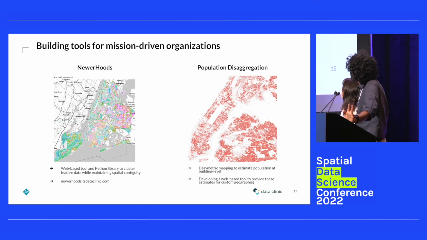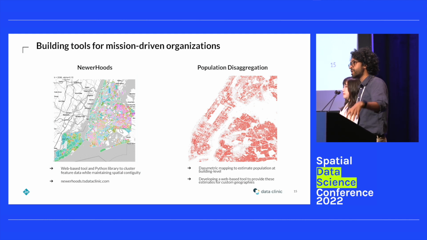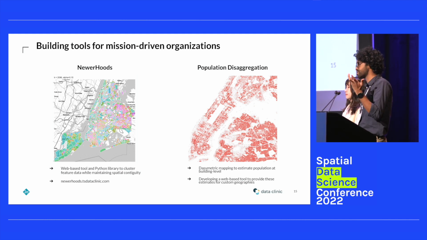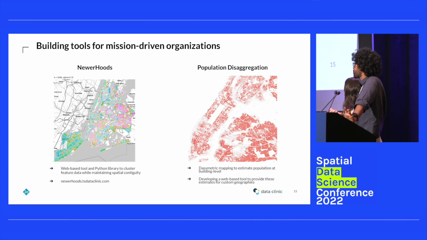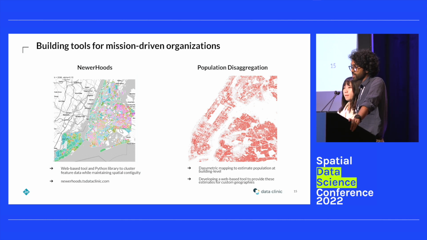There are a couple of other tools that are in early development from us at Data Clinic. One is NeoHoods, which we briefly spoke about at the last Spatial Data Science Conference, like 3 years ago, which is a web-based tool and Python library to cluster feature data while maintaining spatial contiguity. And then we're also now working on disaggregated population estimates, where based on building footprint data and population counts from the census, we can disaggregate these populations to the building level, so that folks working with custom geographies don't have to do areal interpolation all the time, and these estimates are much more accurate.